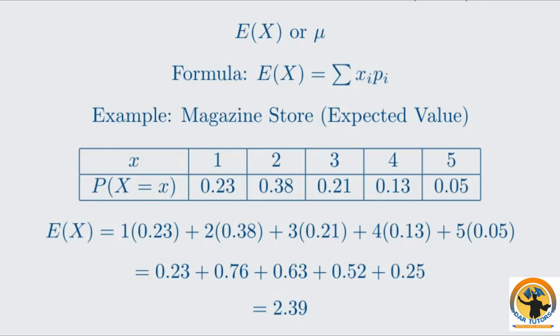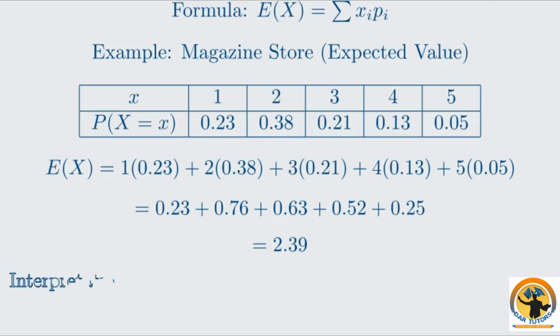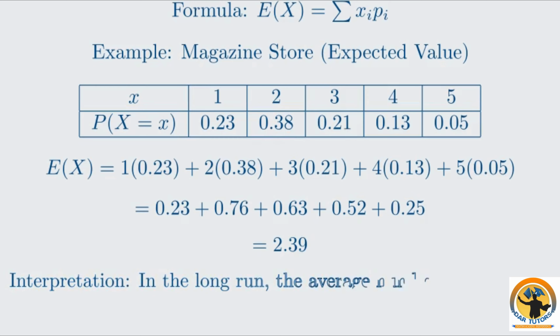Let's interpret what this means. The key is that the expected value itself doesn't have to be a possible outcome. You can't buy 2.39 magazines.